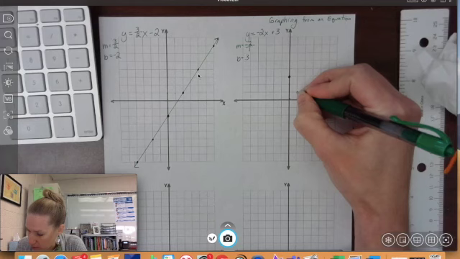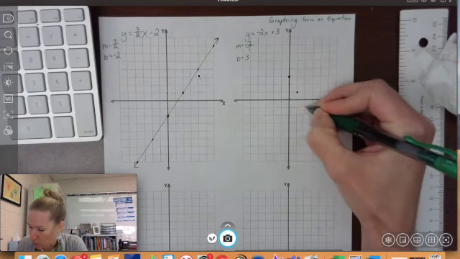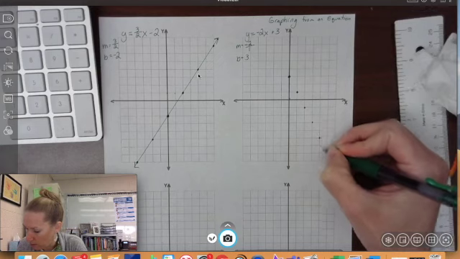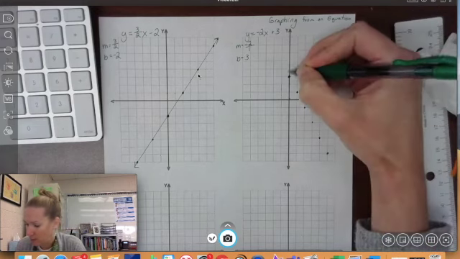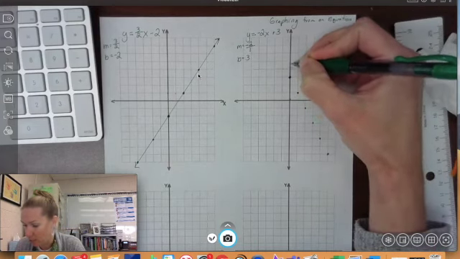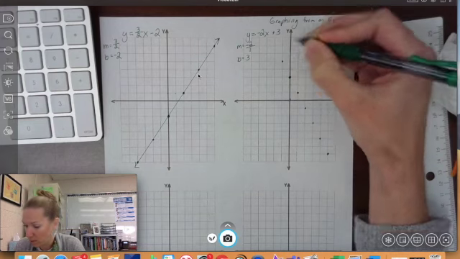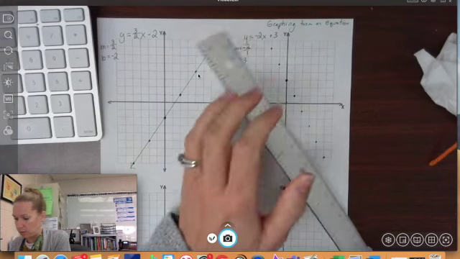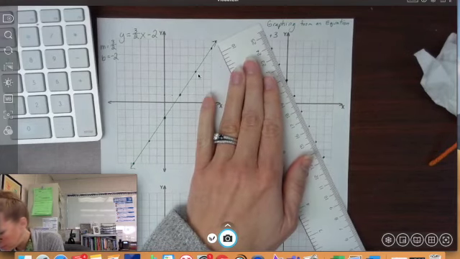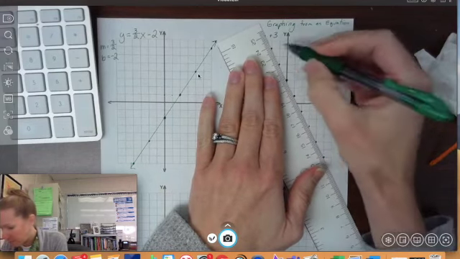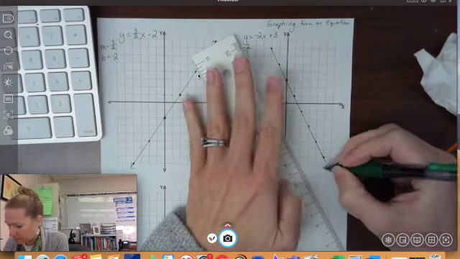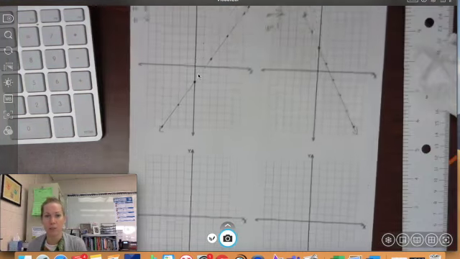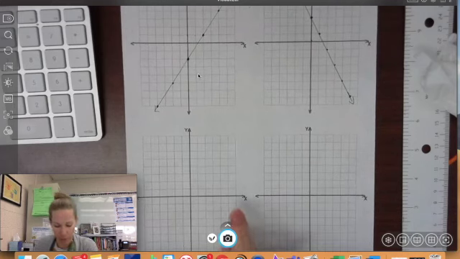So there's my point. Down 2, over 1, down 2, over 1. Same way I can go up 2, back 1, up 2, back 1. On this line. Let's try 2 more since we have space for it.